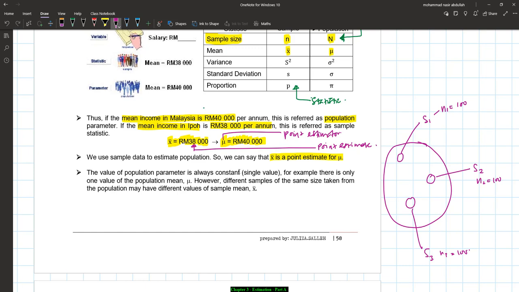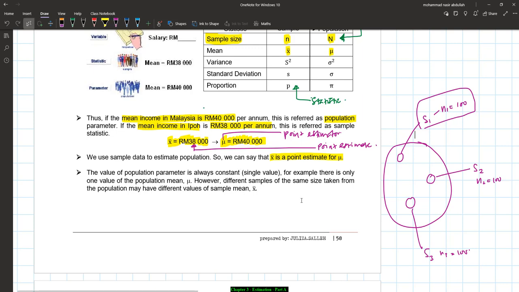Right? So if you take only one sample, the question is how reliable the value from this sample is to represent the whole population, right? We took only one sample. So that's why we take more than one sample, because we want to generalize the result of the sample to the whole population.